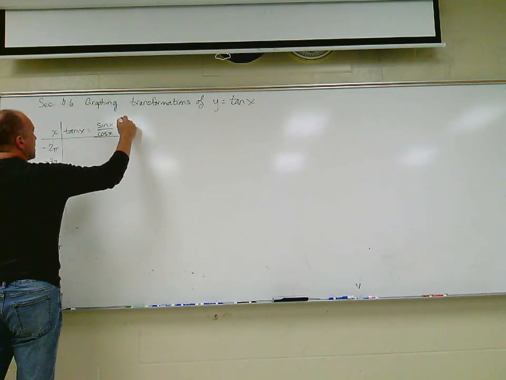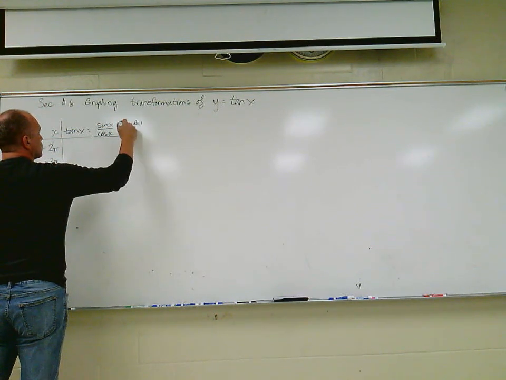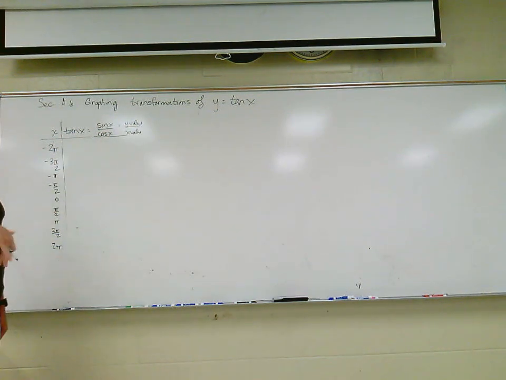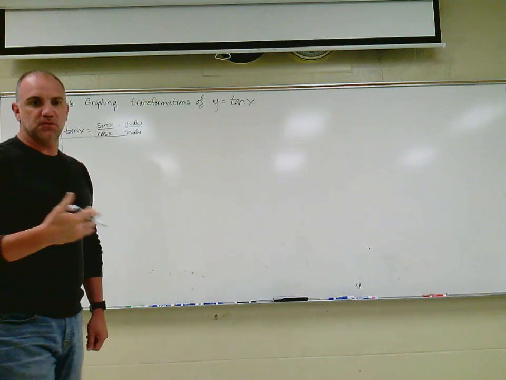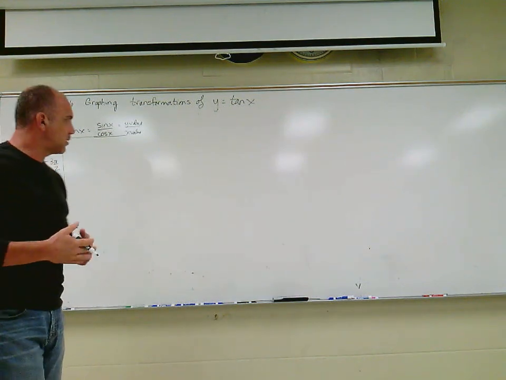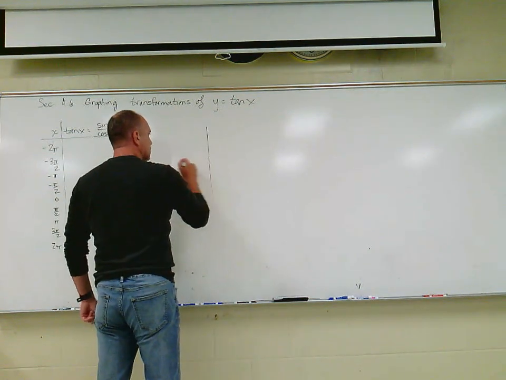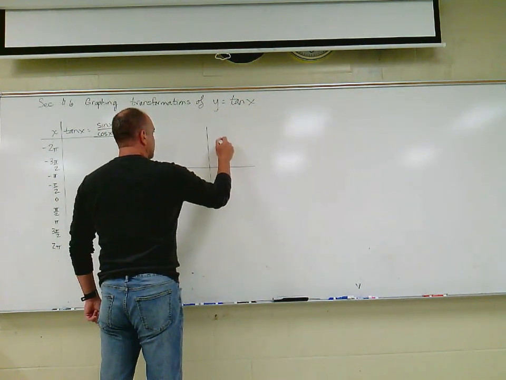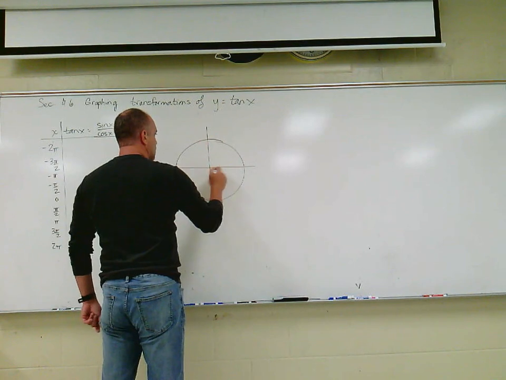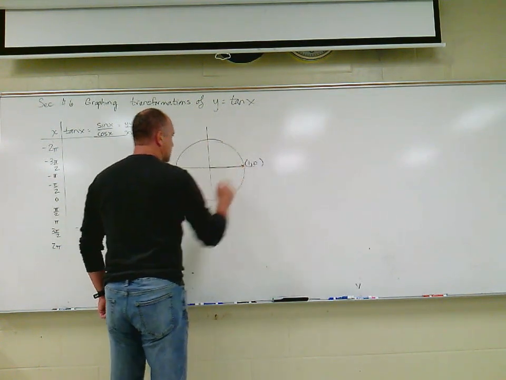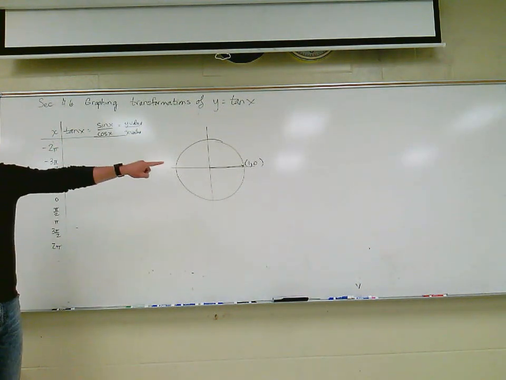And we know that sine is the y value on the unit circle and cosine is the x value on the unit circle. So we're going to use all of this to help us go through and generate and come up with points. So to get started, we know this point on the unit circle here is the point 1, 0. So negative 2 pi hits there.